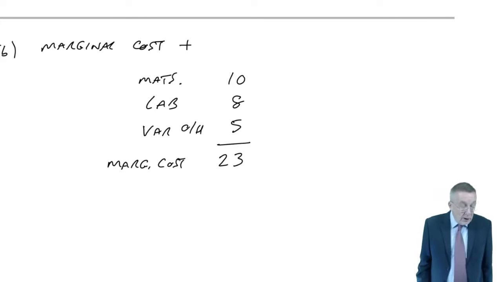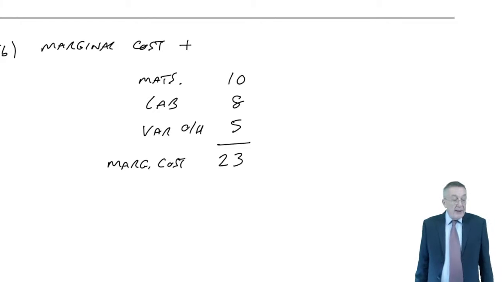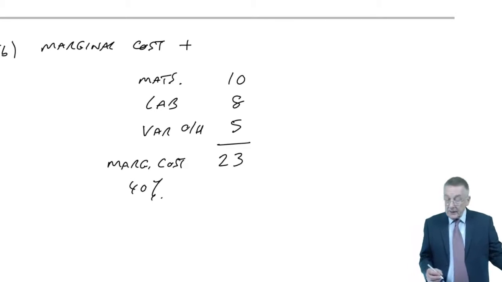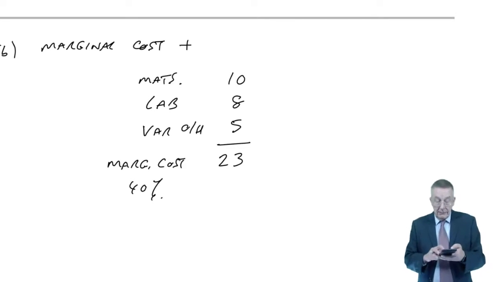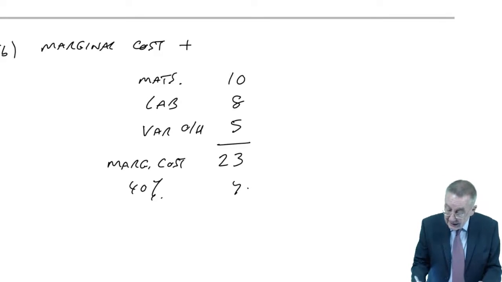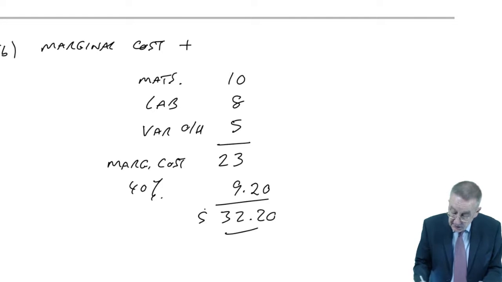So just following the rule, no problem. It says do it based on marginal cost plus 40%. So let's add on 40%. 40% of 23. 0.4 times 23 is $9.20. That gives me a total of $32.20 as a selling price.